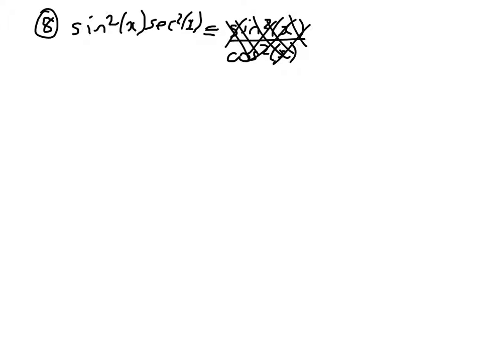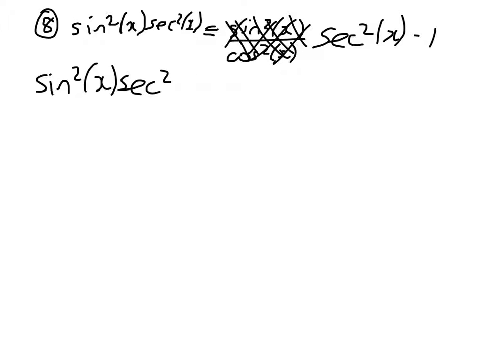What you're meant to be proving is that sine squared x sec squared x is equal to sec squared x minus 1. So we're going to start off as usual by writing down the left hand side. Sine squared x sec squared x is equal to sine squared x over cos squared x.